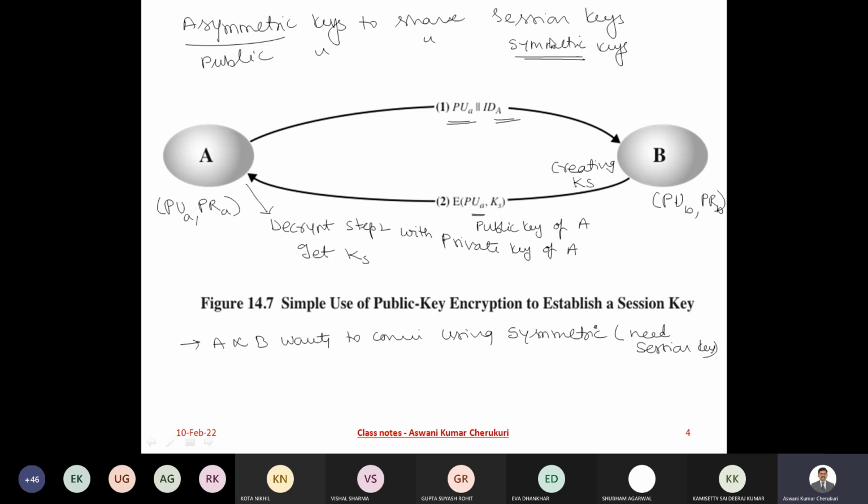Now, this is the way you are going to establish the session key. Tell me, is this fine enough? Do you see any problem in this scheme? Authentication. Exactly. What is that problem? He has no idea who actually sent the KS, whether B was involved or C was involved. Here it is encrypted with the public key of A, correct? So what kind of attack will this introduce?